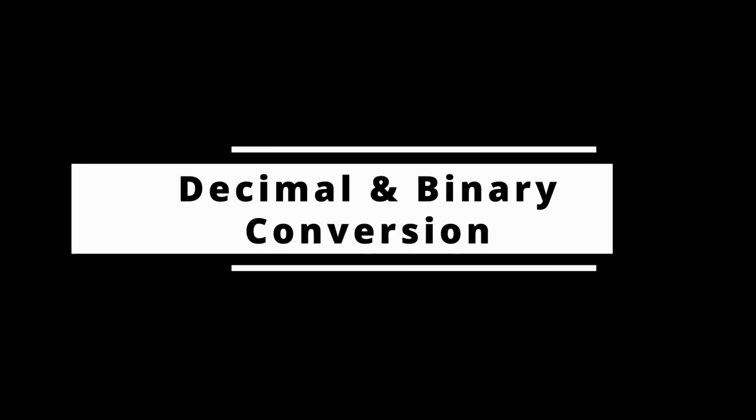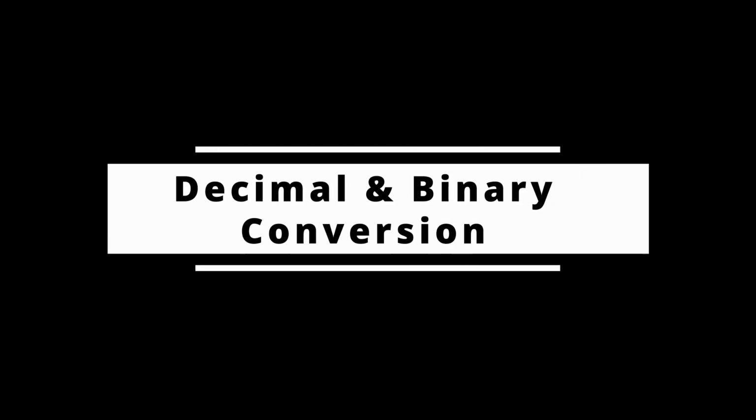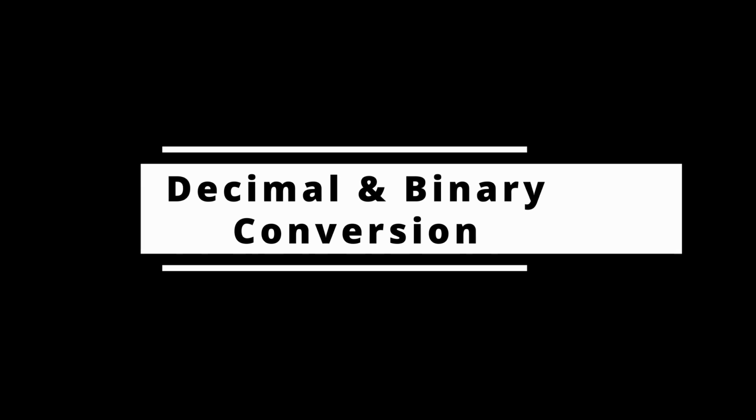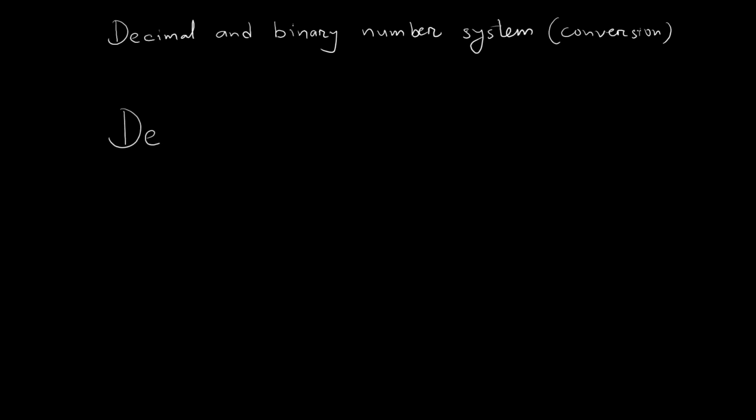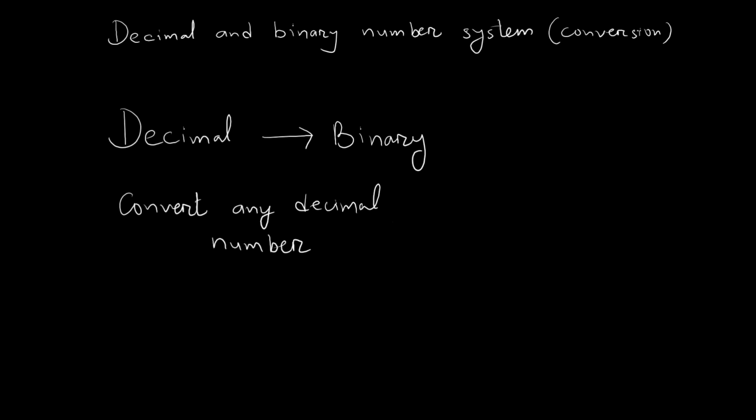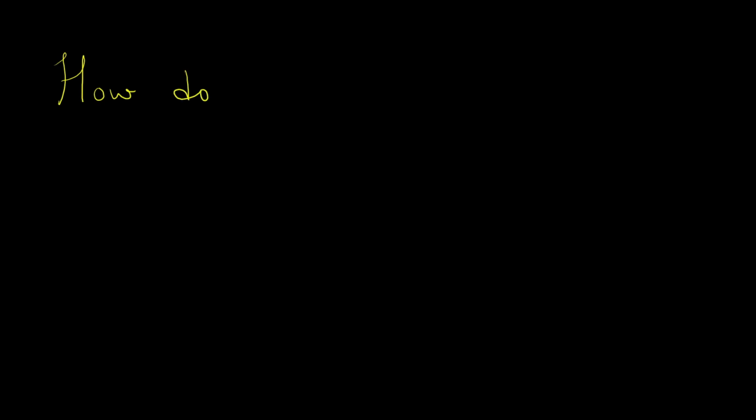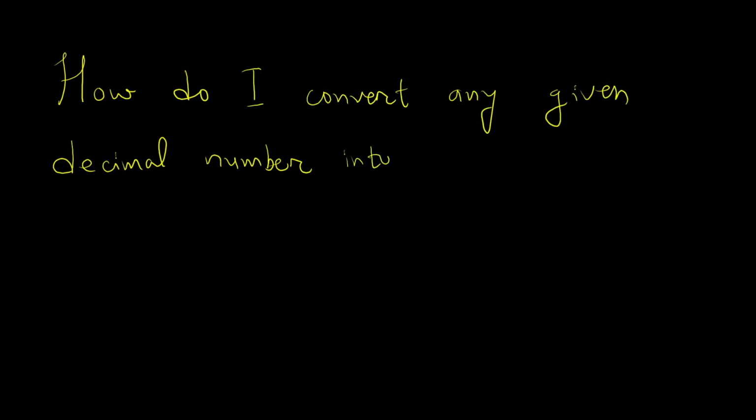In this lecture, we shall learn how to convert decimal to binary number and vice versa. To know this, we need to first understand how a decimal number is represented as a binary number. The idea here is to convert any given decimal number into sequences of zeros and ones. So the question really boils down to how do I convert any given number into the sequences of zeros and ones.